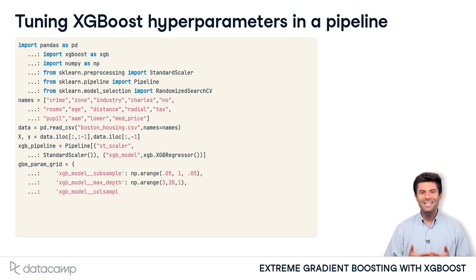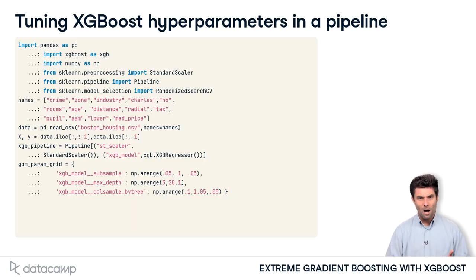At this point, you need to create the grid of parameters over which you will search. In order for the hyperparameters to be passed to the appropriate step, you have to name the parameters in the dictionary with the name of the step being referenced, followed by 2 underscore signs, and then the name of the hyperparameter you want to iterate over. Since the XGBoost step is called xgb_model, all of our hyperparameter keys will start with xgb_model__.